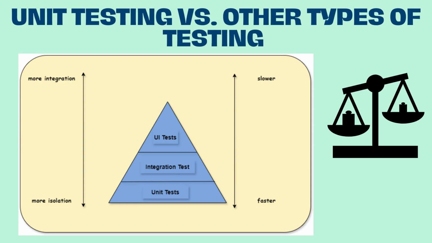So unit testing is more isolated and it's faster compared to integration testing and UI testing. As you go up in this pyramid, the integrations and complexity increase, and the speed of test execution decreases. So for example, if you are writing a unit test case, it may execute faster, but if you are doing end-to-end test cases or integration tests, it will be slower.